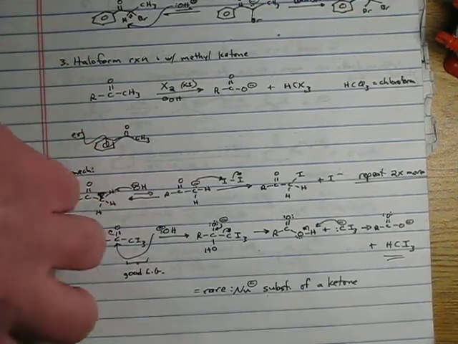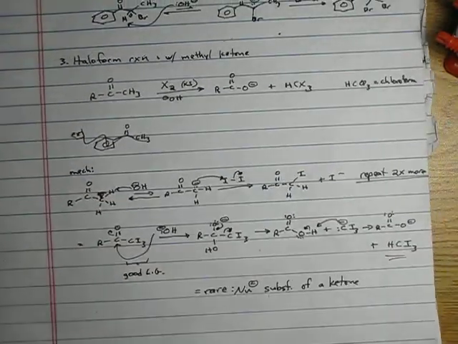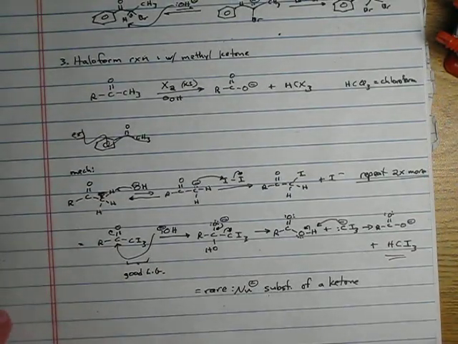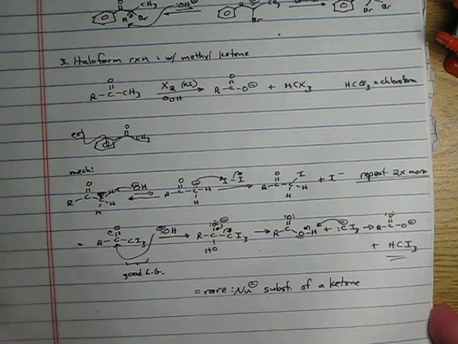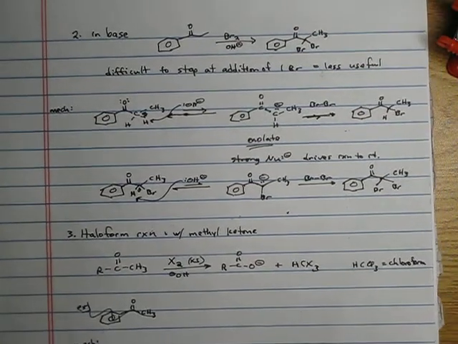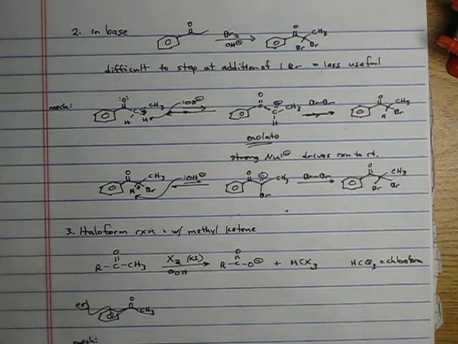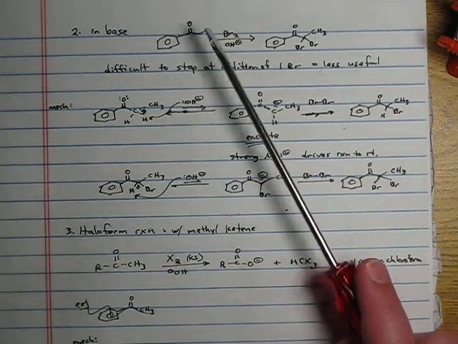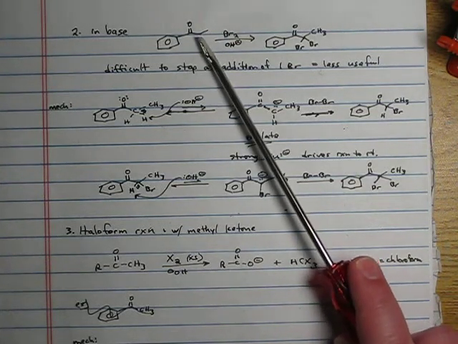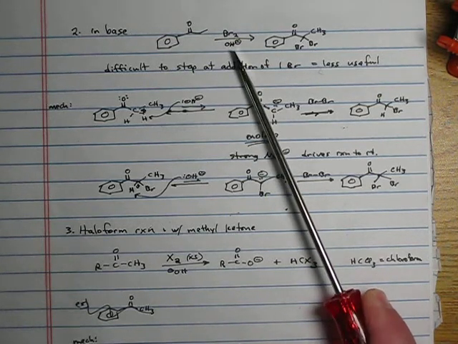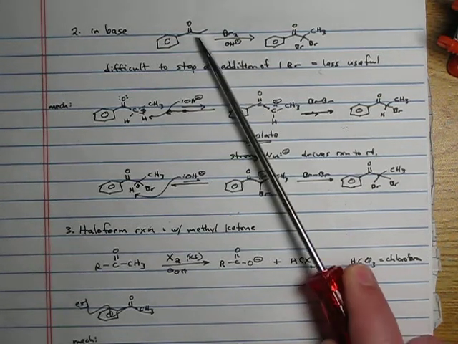All right, that's nice. But something interesting happens when we have it in base. If we do a base catalyzed reaction, we would expect the same product. If we have this carbonyl compound here, we've got 2 hydrogens alpha to that carbonyl, Br2 now in base. We'd expect to put a bromine on there.